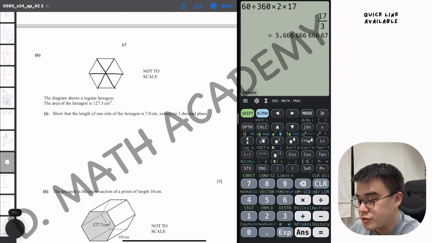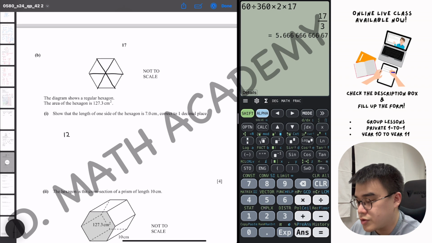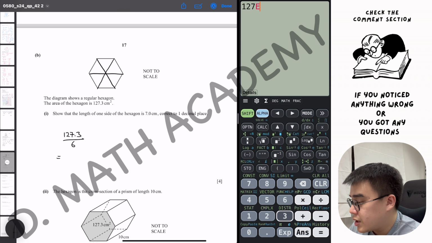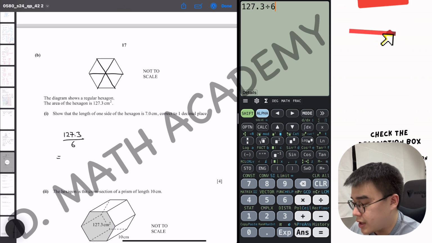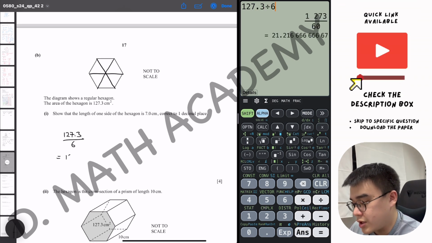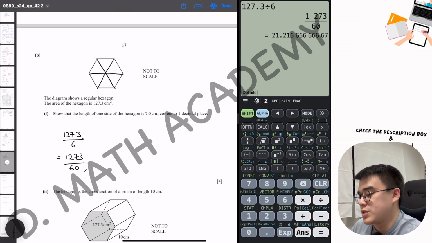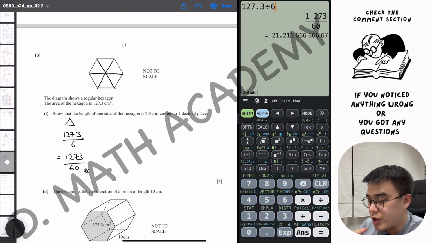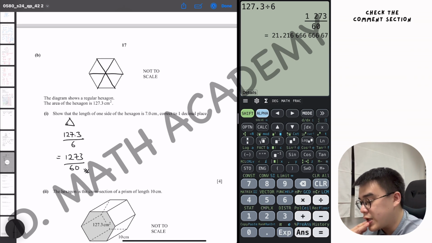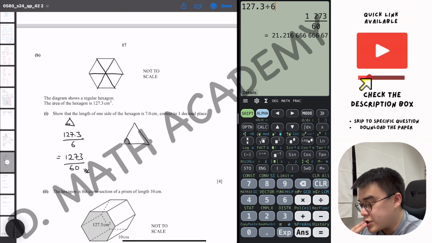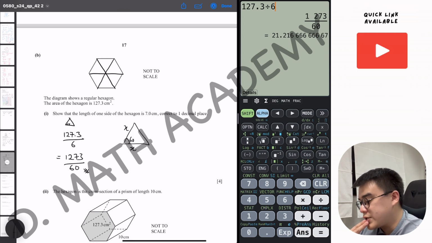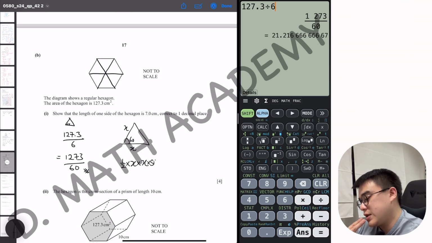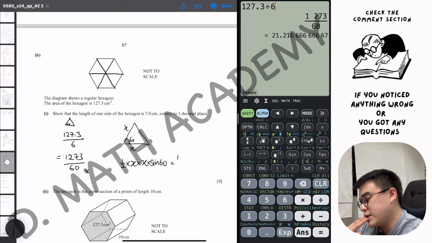So to find one of the equilateral triangles, I will take 127.3 divided by 6 first. I get 127.3 over 6 first. This is one triangle. So for the triangle area, because it is an equilateral triangle, all angles will be 60 degrees. So if I pick one of them and zoom in and assume that the side was x, to find this area, it will be half ab sine 60, and you will get this result here.